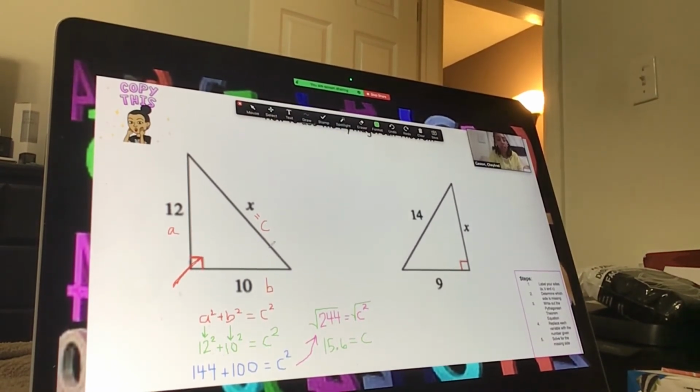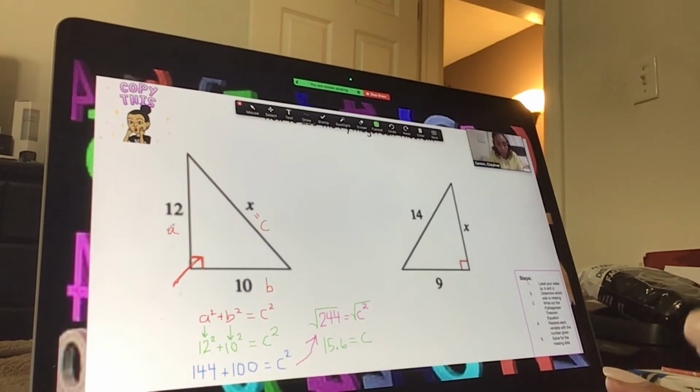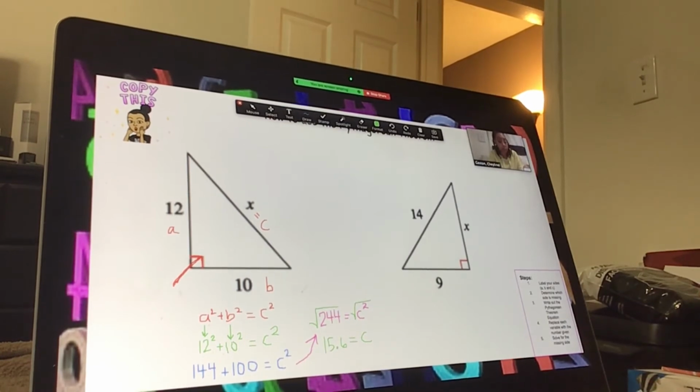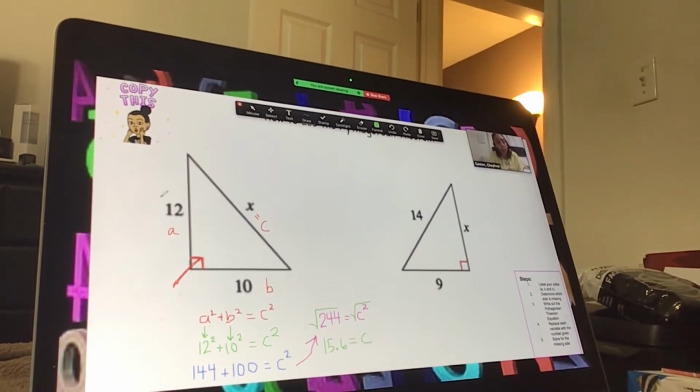And you can kind of know if you did it correctly because C should always be bigger than A and B because it's our longest side. So it should definitely be longer than my other two sides. In this case, 15.6 is longer. And so our final answer is that C is 15.6.